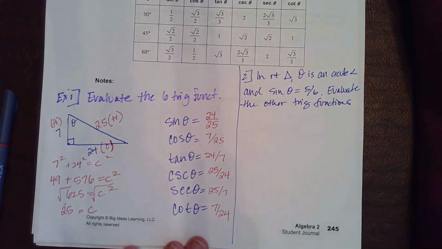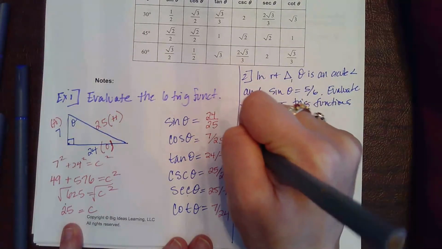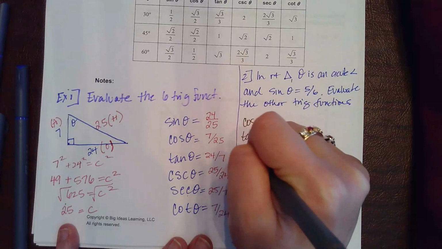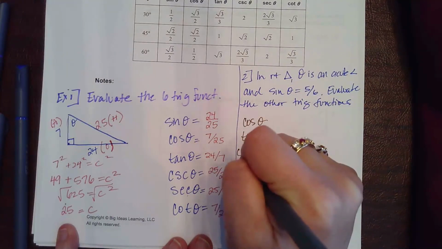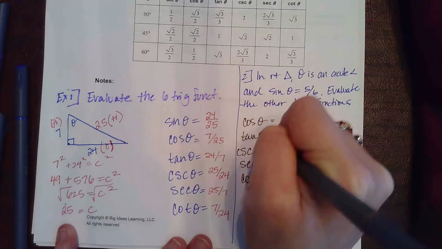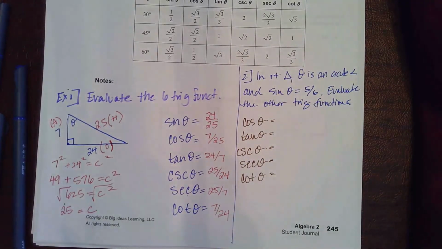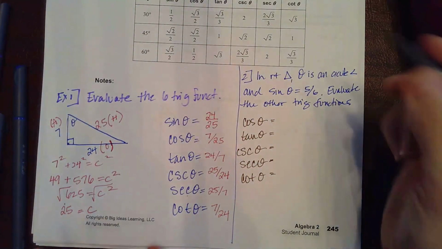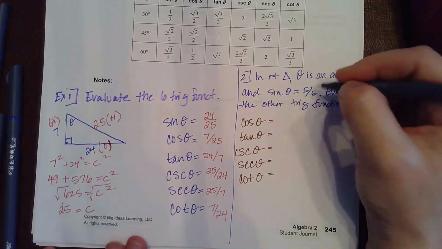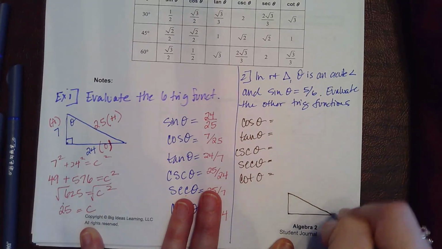So what that means is I'm telling you what sine is. I want you to find all of the rest. So I want you to find cosine, tangent, cosecant, secant, and cotangent. So I want you to find all of the other ones, okay? So this is what I would recommend that you do. If you're given any trig function, whether it's sine or whatever, draw a triangle, okay?